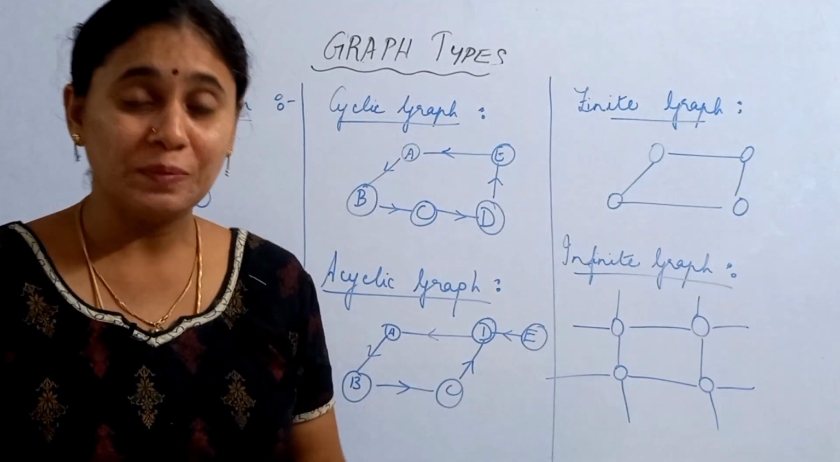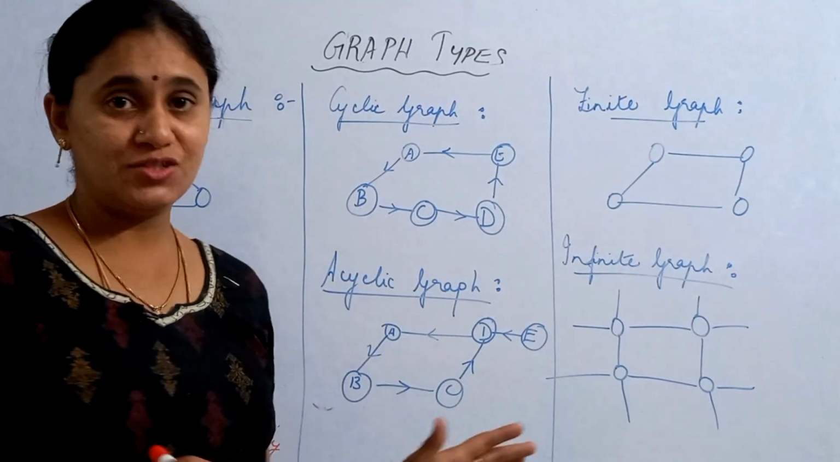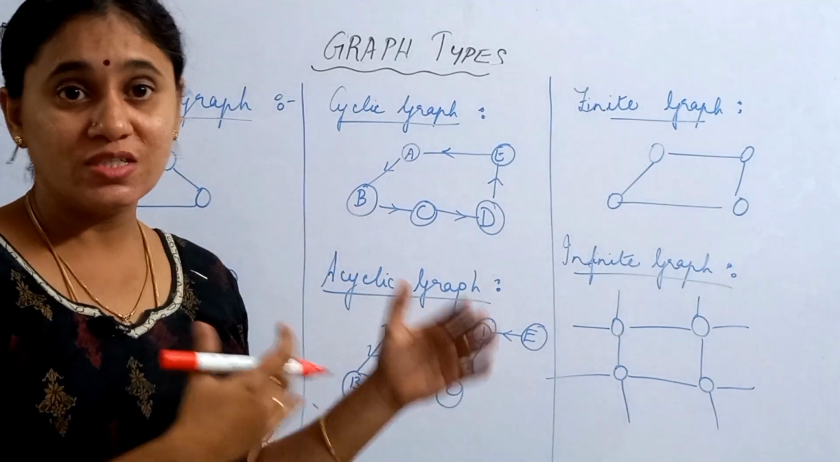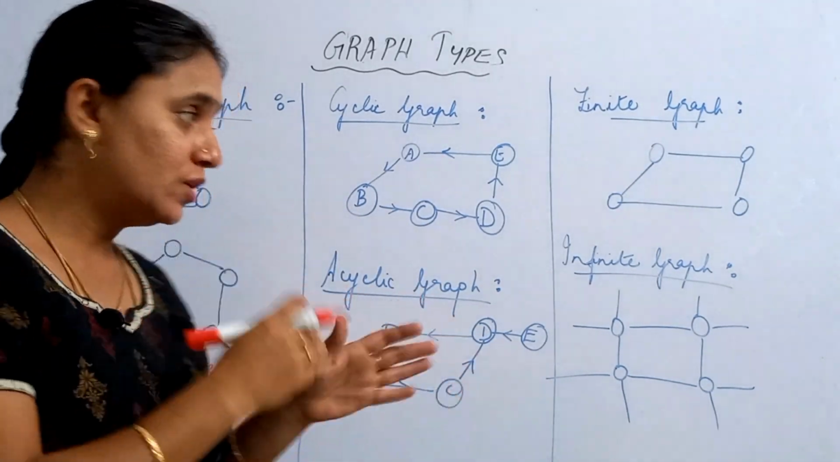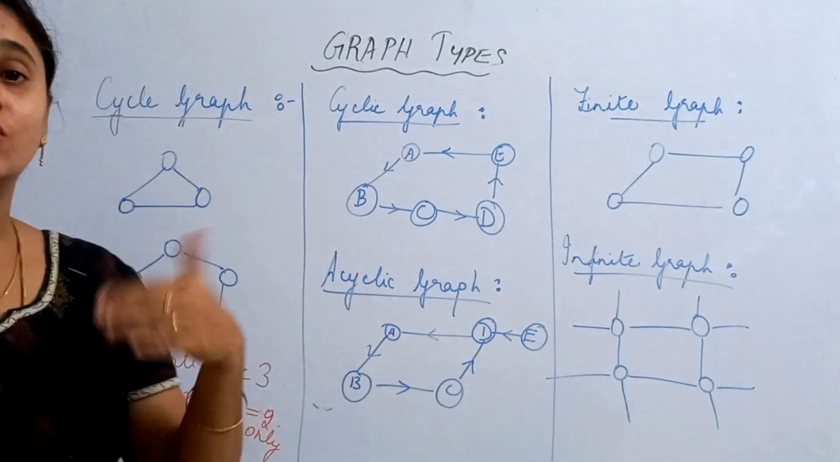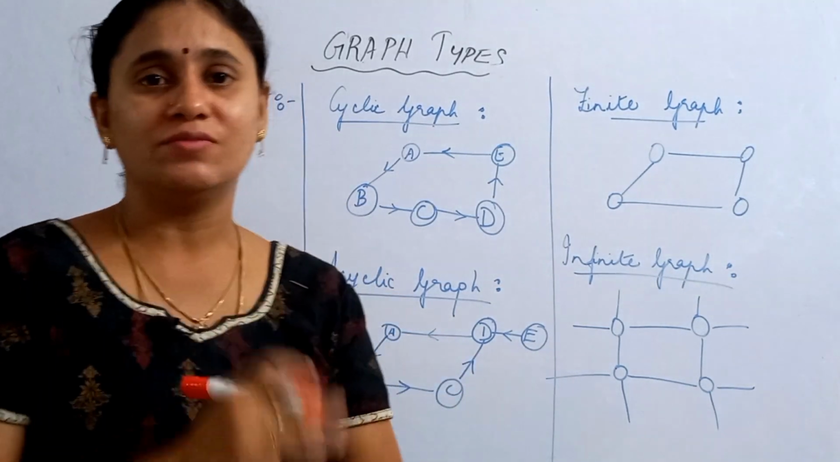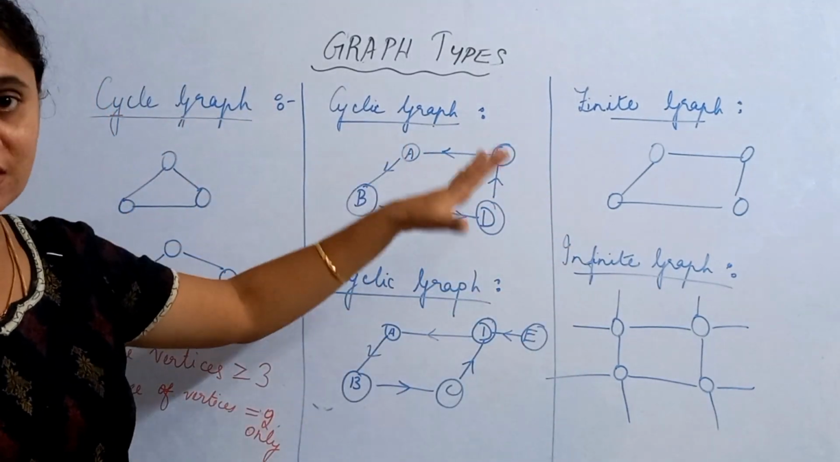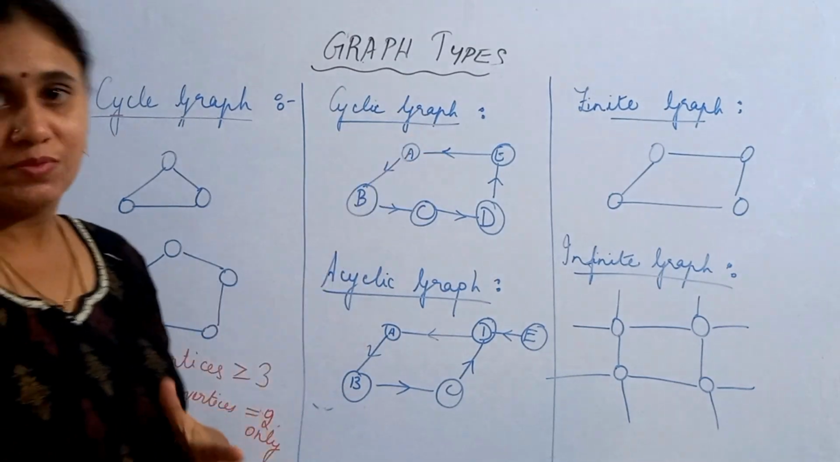So friends, welcome back. In this session we are going to discuss some of the types of graphs which have been left out. This session will continue into the next part as well, because in the next part we are going to discuss very important graph types. For now, we are just going to discuss the left out types.